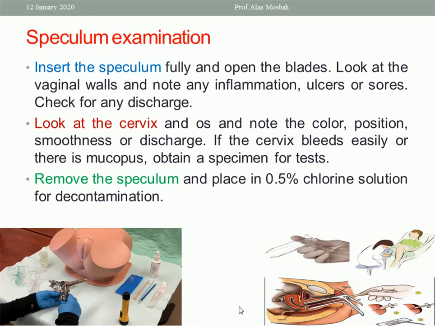Remove the speculum in the reverse direction. Close the blade first, then withdraw till half of the blade is out, then rotate 90 degrees to get it out in longitudinal position, so as not to cause discomfort to the patient. Then place this speculum in 0.5 chlorine solution for decontamination.